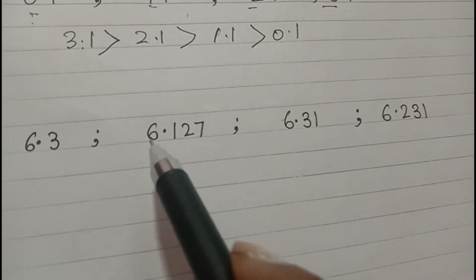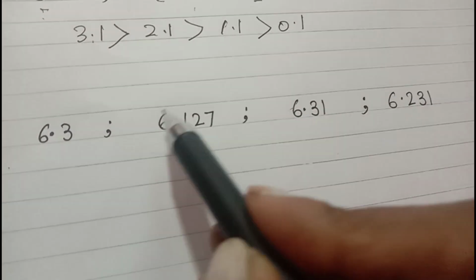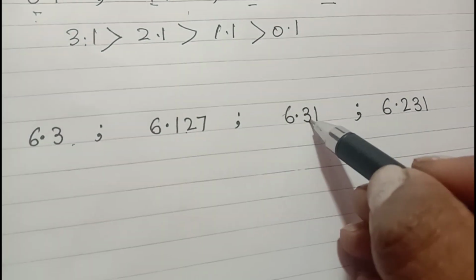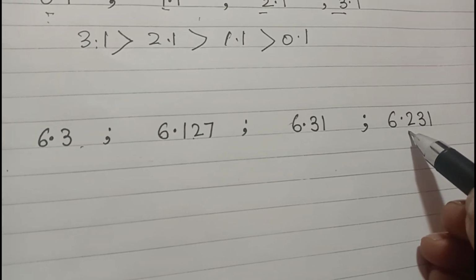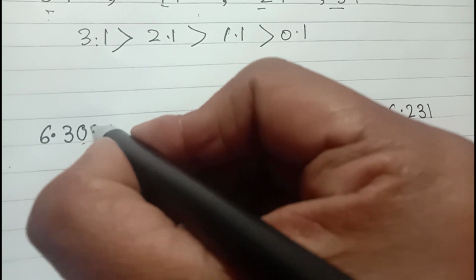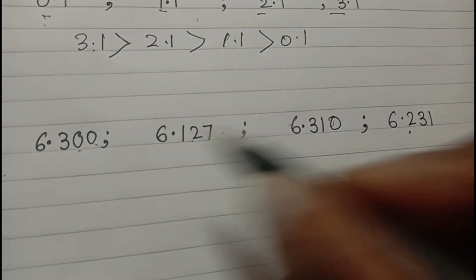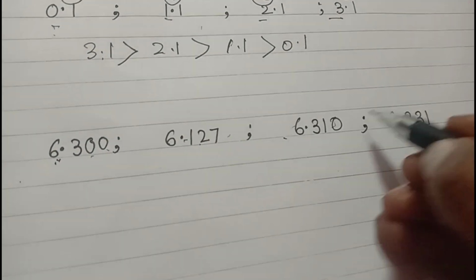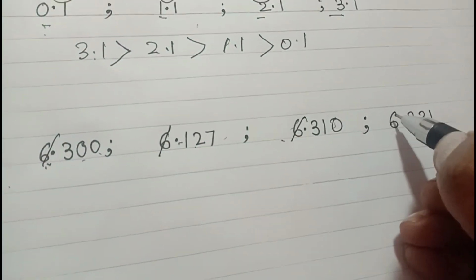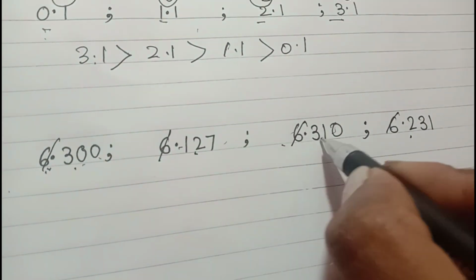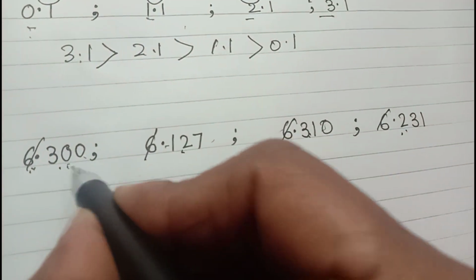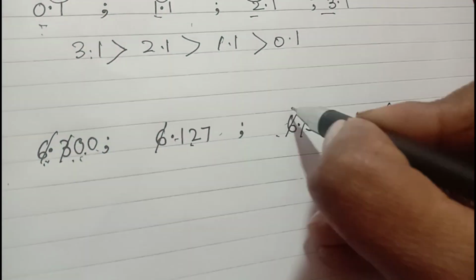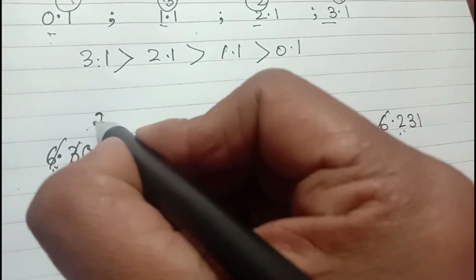Now look at these questions. Are they like decimals? No, they are not like decimals. So first I will see how many digits after the decimal: 1, 3, 2, 3. What is the maximum number of digits after the decimal? 3. So I will make 3 digits. Now I will compare. First the whole number is 6, 6, 6, 6. All whole numbers are the same. Then you will see the first digit: 3, 1, 3, 3, 2. So 3 is bigger. After 3, what is there? 1, 0. Which one is bigger? 1. And this will come at second place.